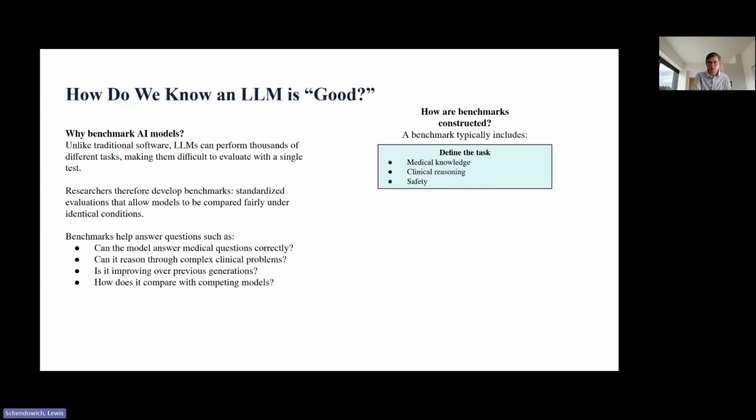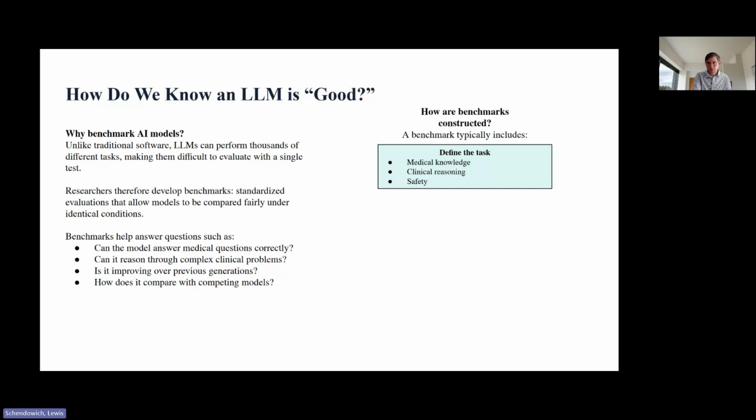So you can kind of think of benchmarks like board exams. They are designed to test one aspect of performance under a standardized condition. So passing the boards tells us something important, but it does not tell us whether someone is going to be a good physician or not. So an AI benchmark works the same way.